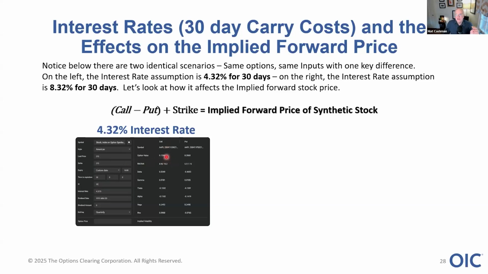In this case, the 215 calls are 9.13 and the puts are 8.39. That's with a 4.32 interest rate. So calculate the implied forward, just like we talked about, call minus put plus strike.